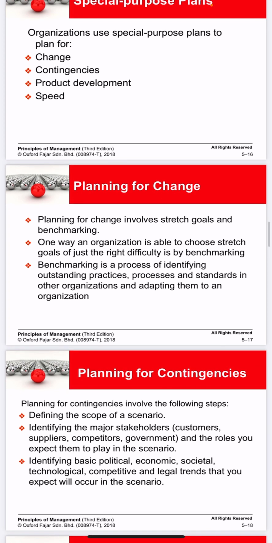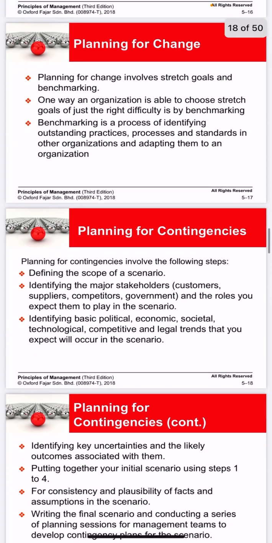One way an organization is able to choose stretch goals of just right difficulty is by benchmarking. Benchmarking is the process of identifying outstanding practices, processes and standards in other organizations and adapting them to your organization. For example, if we want to open a franchise, we take McDonald's as our benchmark in terms of the process, the services, and the product. So that is benchmarking.